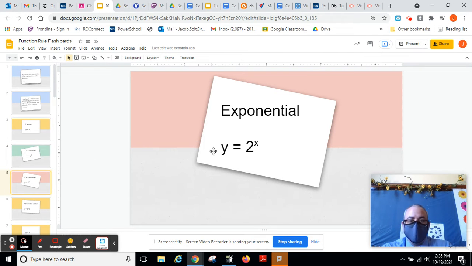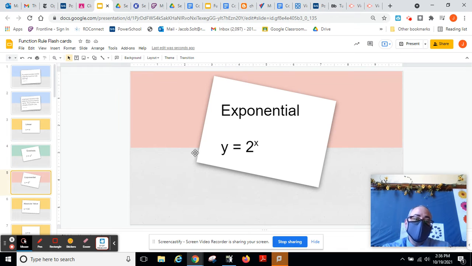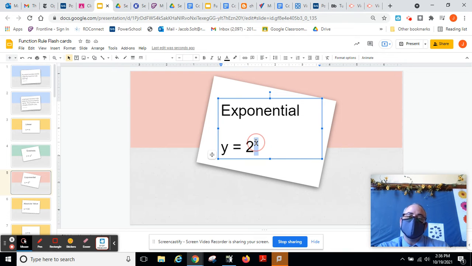Exponential. This is an exponential function rule. Y equals 2 to the x power. Now notice how these are flipped. Quadratic is y equals x to the second power. Exponential is y equals a number to the x power. X here is the exponent. That's why it's an exponential function, right? X is the exponent, so it's an exponential function.